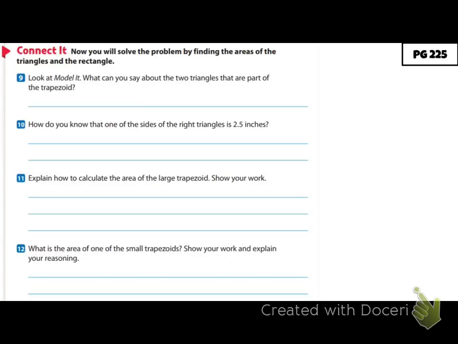Number 9, look at, model it. What can you say about the 2 triangles that are part of the trapezoid? Well, they are the same shape and size.